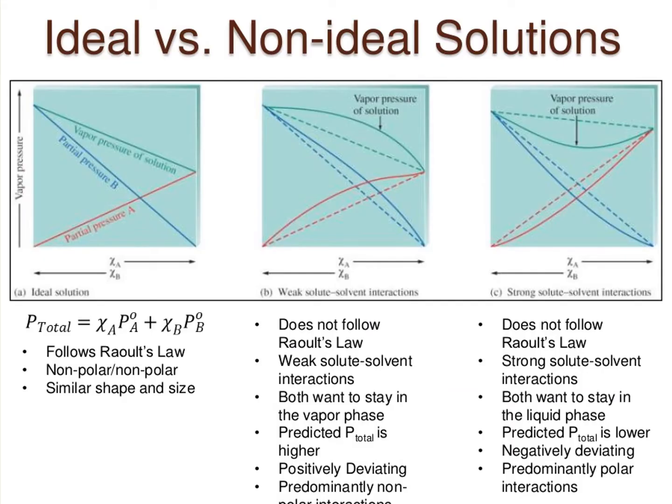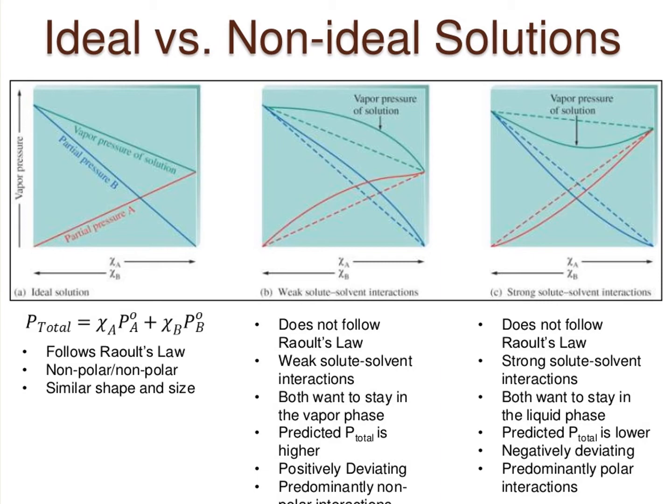Now here is a comparison of all the three graphs, where you can see the first one is showing a straight line depicting an ideal solution. The second one showing you the positive deviation and the third graph showing you the negative deviation. Now the first graph is following Raoult's law, while the second and the third graphs are not following.